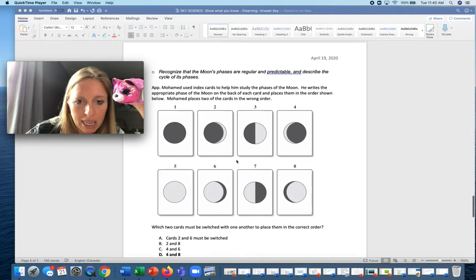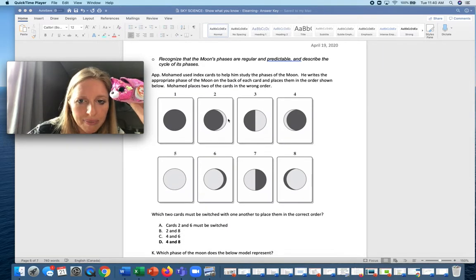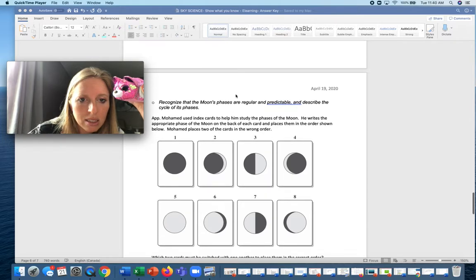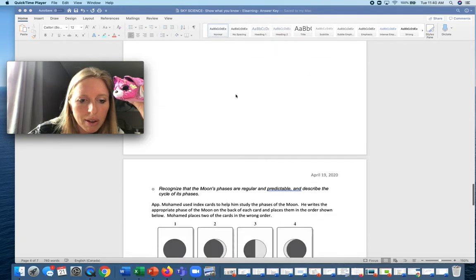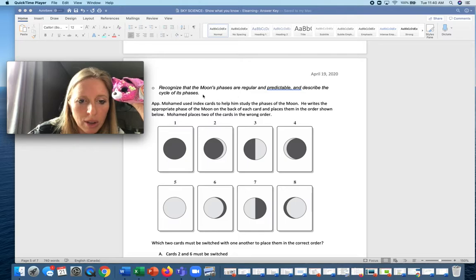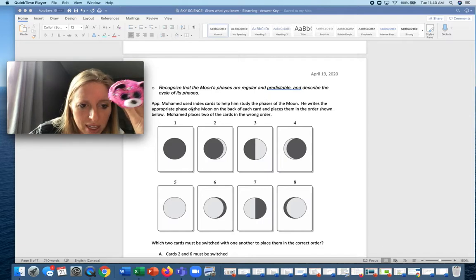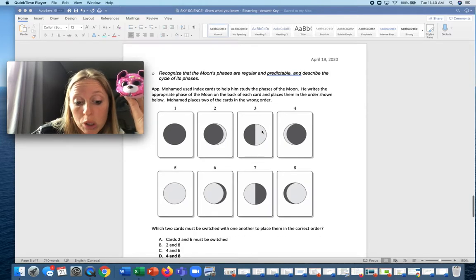Okay, next one, moon phases. Alrighty. Okay, so recognize that, did I answer those questions? Yeah, okay. So next, Mohammed uses index cards to help him study the phases of the moon. He writes the approximate moon phase on the back of each card and places them in order as shown below. Mohammed places 2 cards in the wrong order. Which 2 cards must be switched so the order is correct?